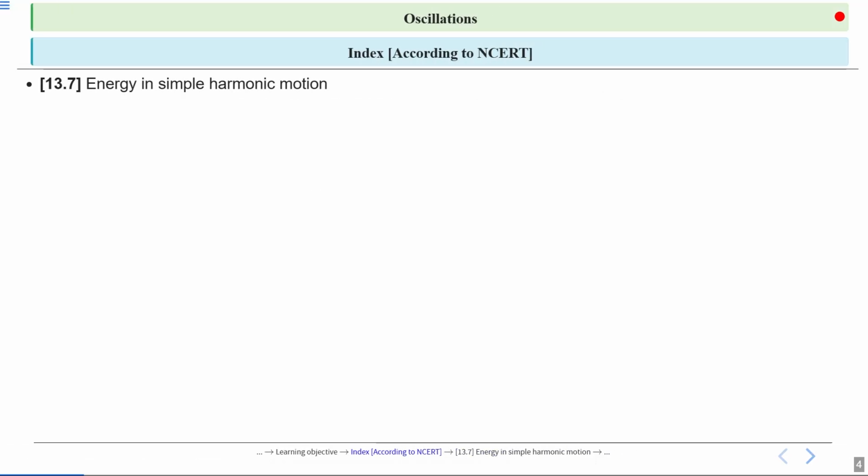So this is our index. In today's lecture, we will cover first 13.7 energy in simple harmonic motion. After that, we will solve an example 13.7.